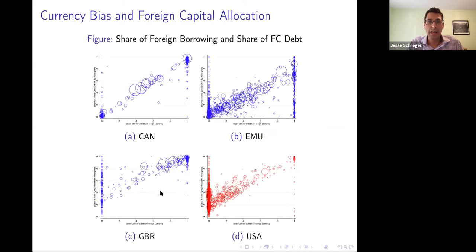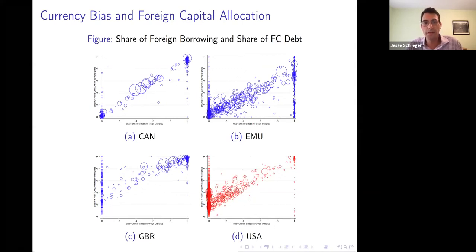The easiest way to get started on seeing this is literally just to ask: how does the currency composition of a firm's debt, just knowing how much a firm borrows in foreign currency, tell you about how much a firm has borrowed from foreign investors? Let's look at the Canada graph again. On the x-axis, I know the labeling is small, this is the share of any firm's debt in foreign currency.